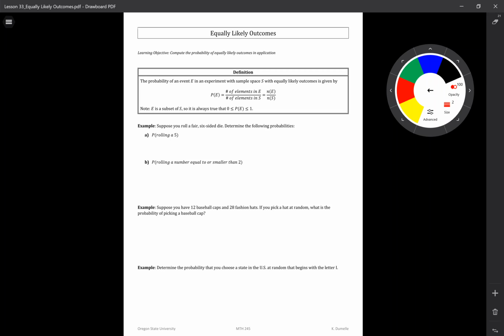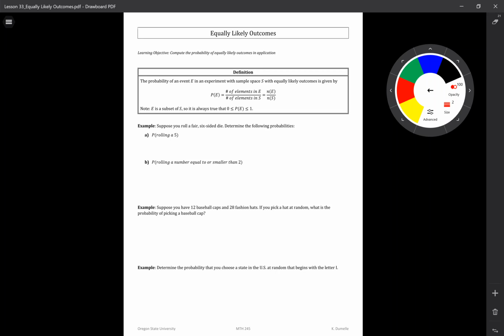So if I have a certain subset E of a sample space, and I want to determine the probability of choosing something from E when I choose something from S, the probability is given by the number of elements in E divided by the number of elements in S. This probability has to be between 0 and 1, since E is always a subset of S. It's possible that E is empty, which would give us probability 0. It's also possible that E is all of S, in which case the probability would be 1. But the probability has to be between 0 and 1.